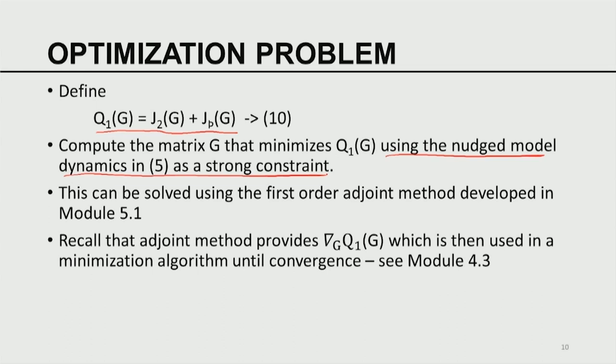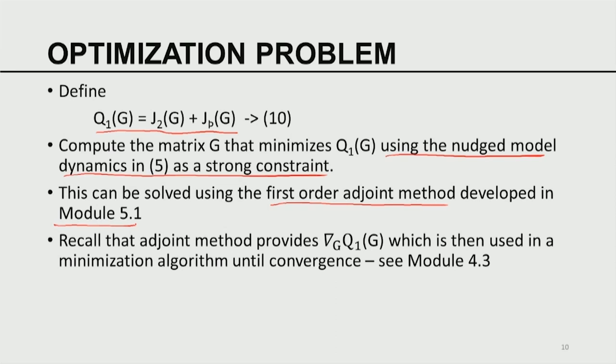So what is it that we can do? We can develop the first order adjoint method that was developed in module 5.1, and use it to decide on the optimal G. So what do we do? We start with G, run the model forward in time, compute the forecast errors, compute the objective function, and evaluate the gradient of the objective function.